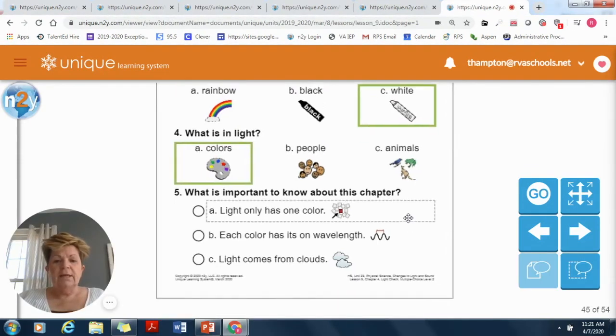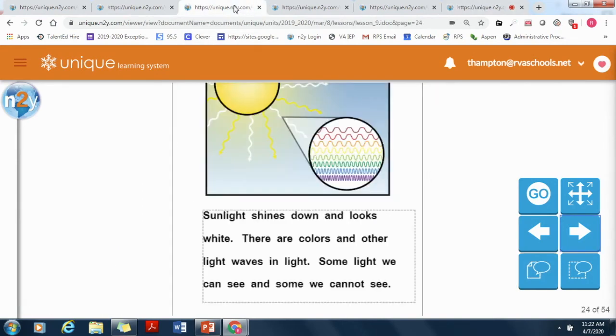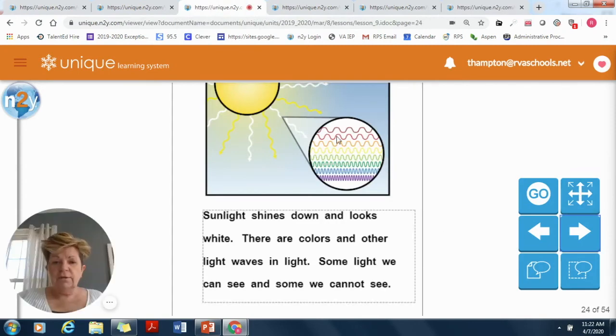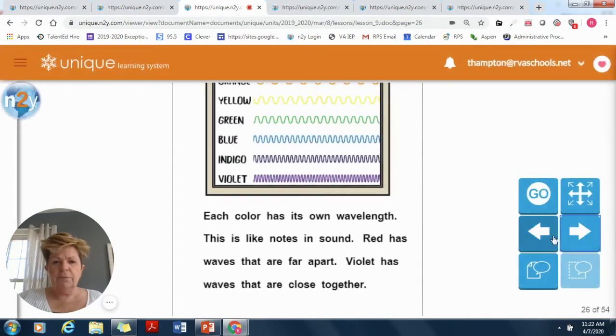Good. Now, what is important to know about this chapter? Of all of the information we talked about and everything that we discussed, what is really important to know? Is it important to know light only has one color? Now, is that accurate? Each color has its own wavelength. Now, is that true? So let's go back and look. Did each color have its own wavelength? And I think we have a better diagram right here, right?